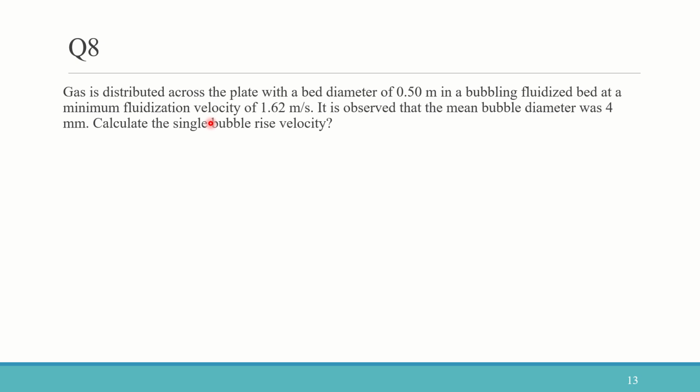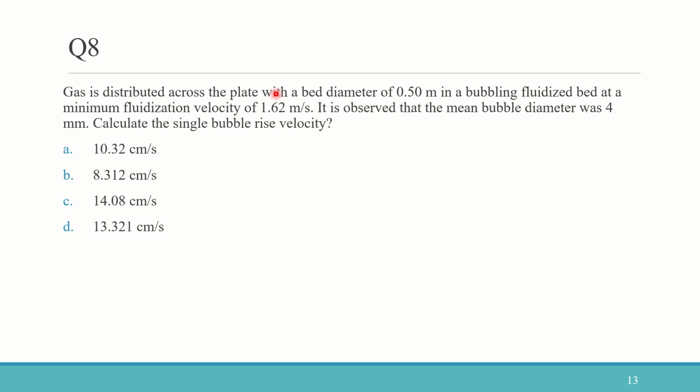Calculate the single bubble rise velocity. Option A: 10.32 centimeter per second. Option B: 8.312 centimeter per second. Option C: 14.08 centimeter per second. Option D: 13.32 centimeter per second.